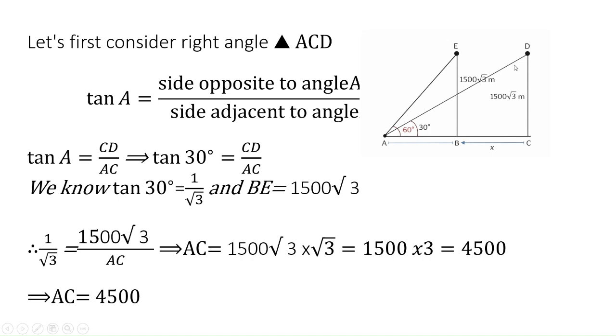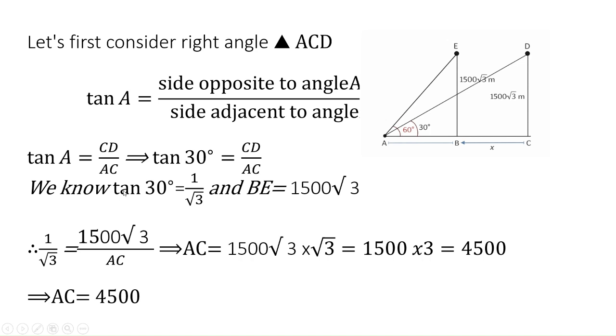Now according to triangle ACD, tan A, where angle A becomes 30 degrees because the angle of elevation has changed. The side opposite to angle A is CD, which is the height of the jet plane from the ground after traveling 15 seconds. It is the same, 1500 root 3 meters. So tan A is equal to CD by AC, where AC is the distance on the ground from the initial point to the current point. So tan 30 is equal to CD by AC.